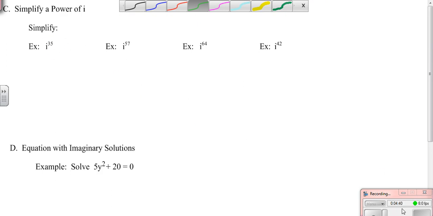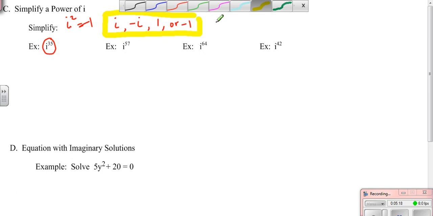Simplifying powers of i requires a little bit of finagling, and again, going back to our rules. So if I want to think of groups of i squared, because that is -1, there are going to be 4 choices. When we take i to a power, we're either going to end up with i, negative i, 1, or negative 1. And those are the only 4 answers you can get when you take a power of i on its own.